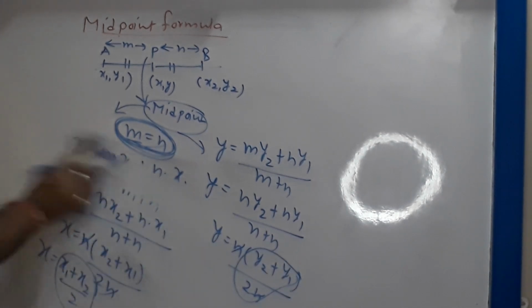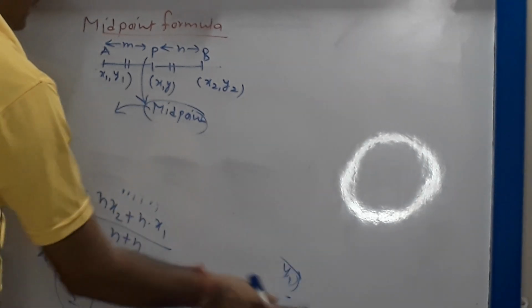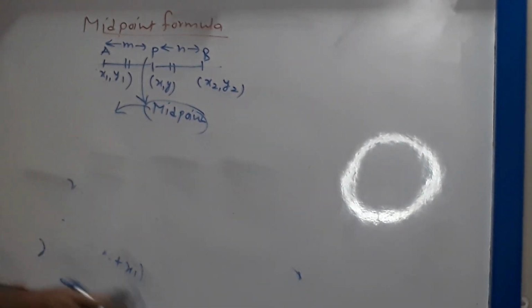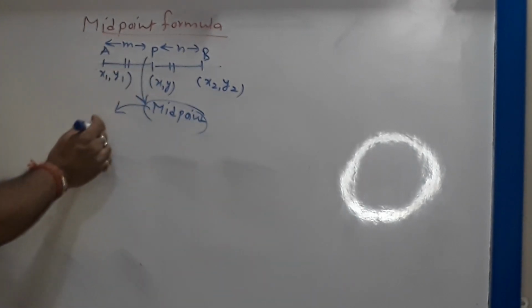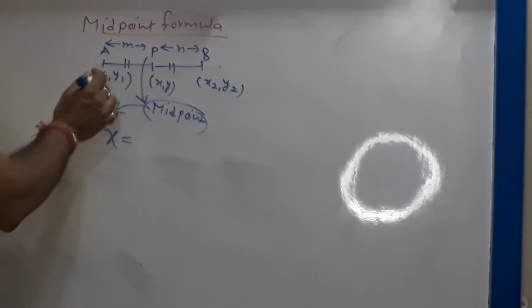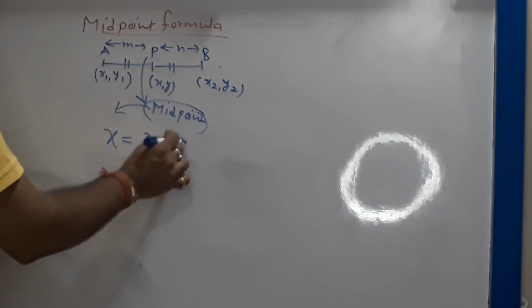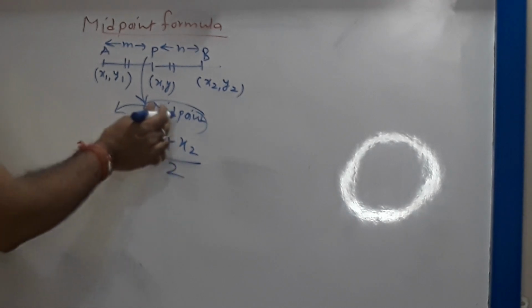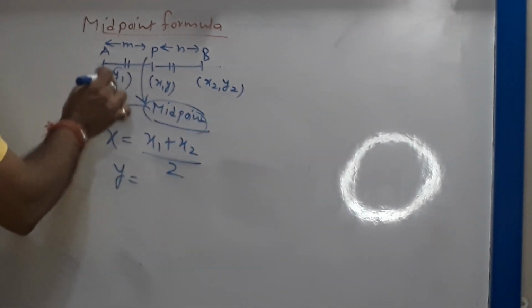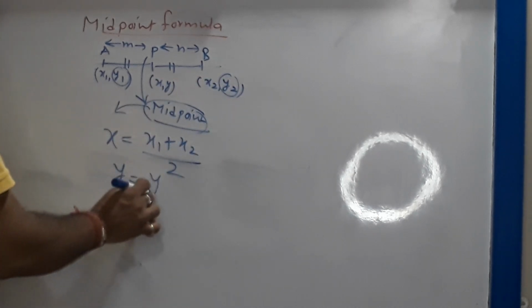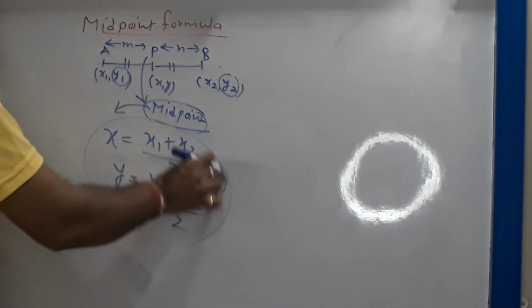So if P is the midpoint of AB, then you can directly write down the formula. There is no need of deriving the formula. You can directly write, if P is the midpoint of AB, then x will be x1 plus x2 divided by 2, because P is the midpoint. And y will be y1 plus y2 divided by 2. And this is the midpoint formula.